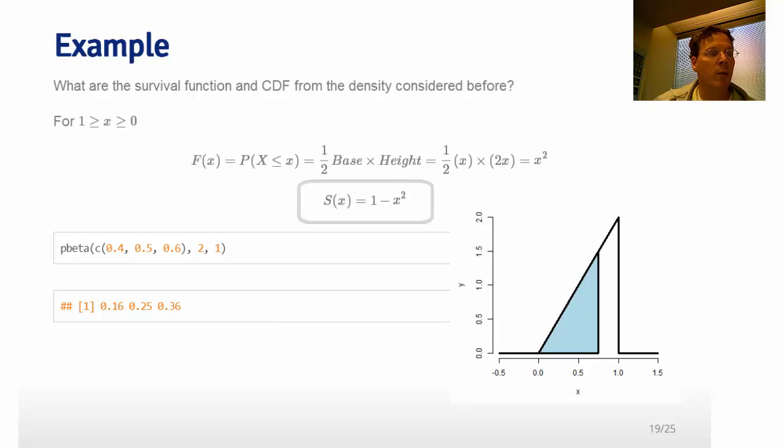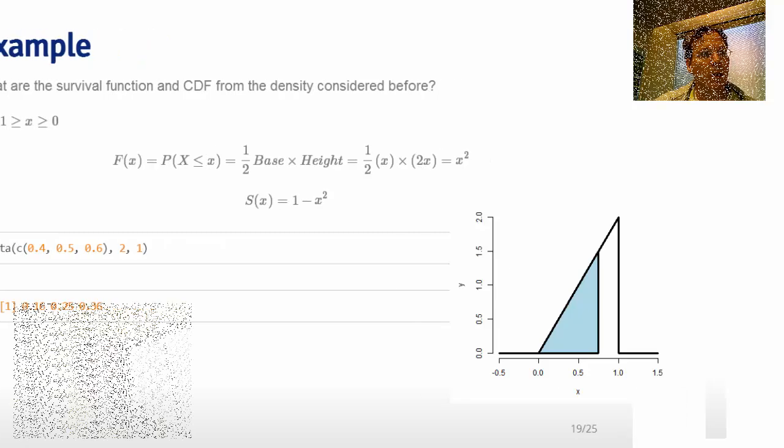If you wanted the survivor function, it's 1 minus the cumulative distribution function, so it's 1 minus x squared. In the future, we're going to work with more complicated density functions, but it'll actually be easier because we'll just be relying, for example, on the pnorm and pbeta functions like this instead of directly figuring them out.